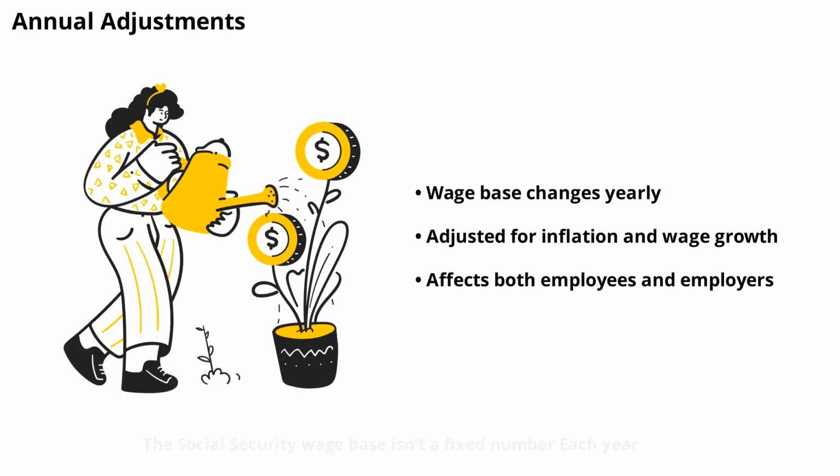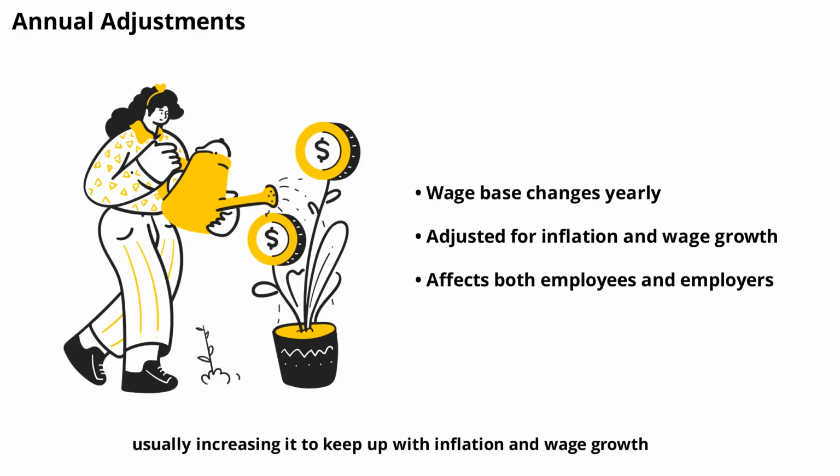The Social Security wage base isn't a fixed number. Each year, the government reviews and adjusts it, usually increasing it to keep up with inflation and wage growth. This means that the amount of income subject to Social Security tax can go up from year to year. For workers, especially high earners, it's important to stay updated on these changes, as they can affect your tax planning and take-home pay. Employers also need to track these adjustments to ensure accurate payroll processing.